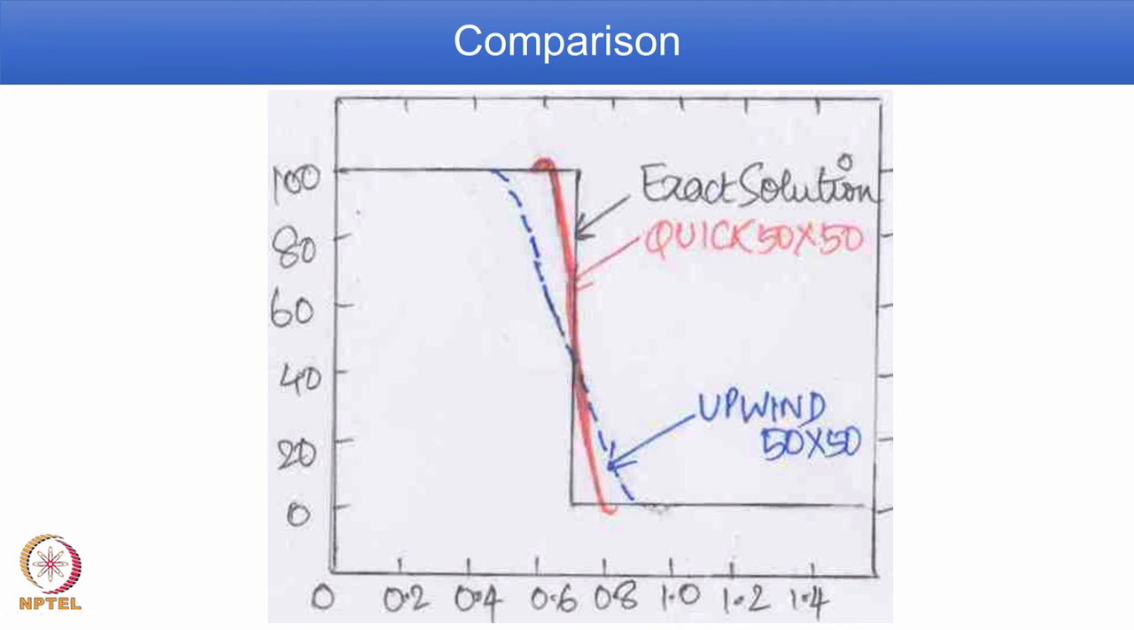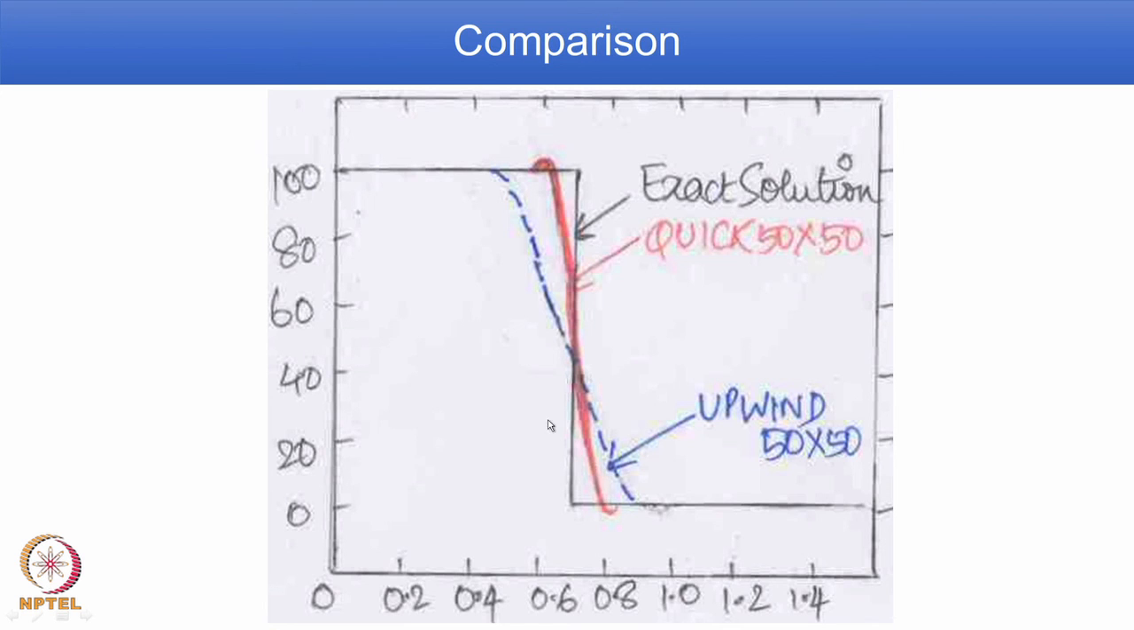So, the numerical viscosity or false diffusion ensures a smooth solution, but it does not accurately capture the peak or the maximum value, whereas the QUICK procedure for the same mesh size gets a solution very near to the actual solution. At the same time, it results in what is known as overshoots as well as undershoots.